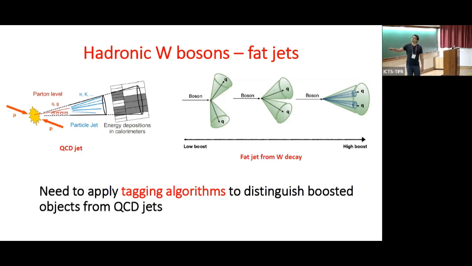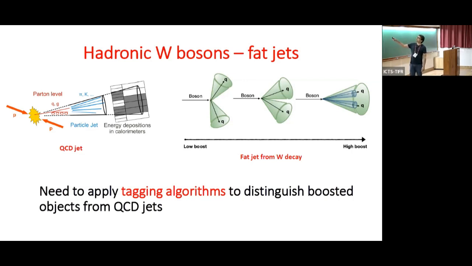Roughly speaking, this jet momentum should correspond to the momentum of that initial quark or gluon that initiated the jet. Now for a W boson which is decaying to two quarks, depending on the boost of the W boson, the more boosted the W boson is, the jet coming out from each quark gets more and more collimated as you go to higher and higher boosts.